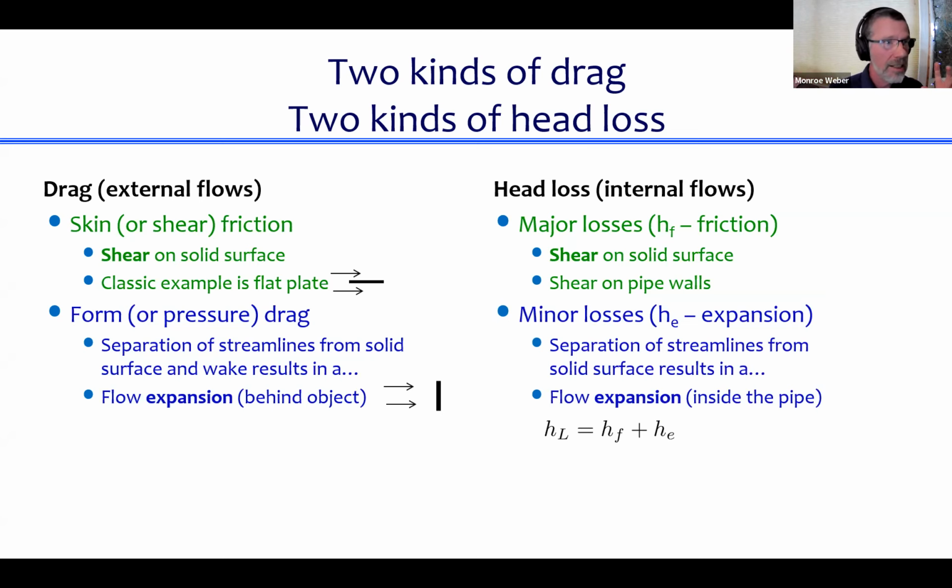The total head loss is the sum of major losses and minor losses. And to be clear, head loss is just a measure of lost mechanical energy represented as lost elevation.